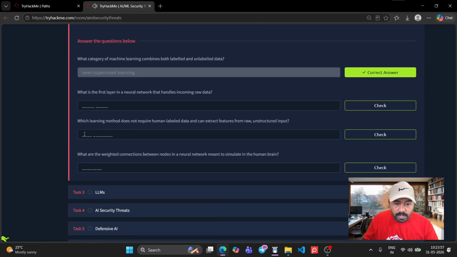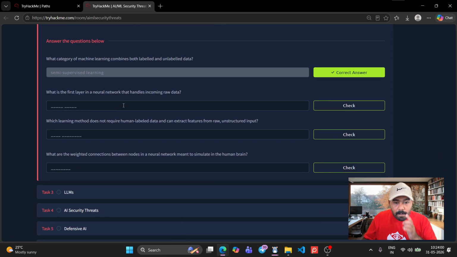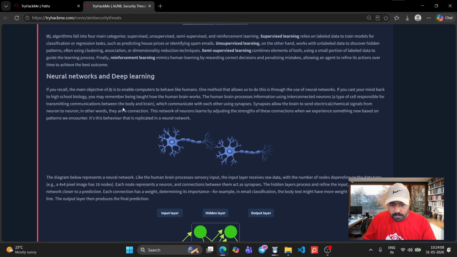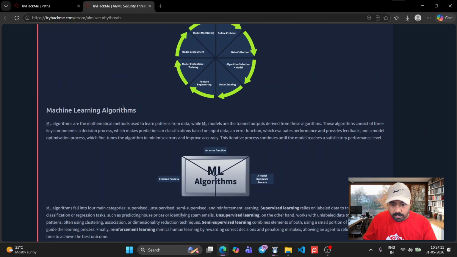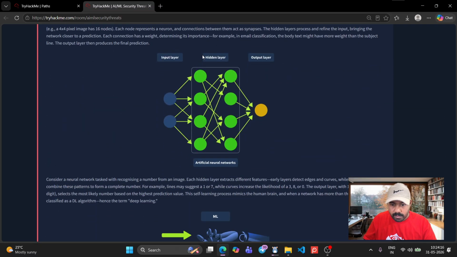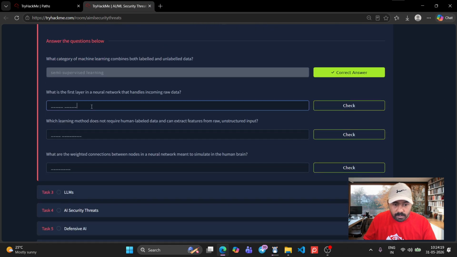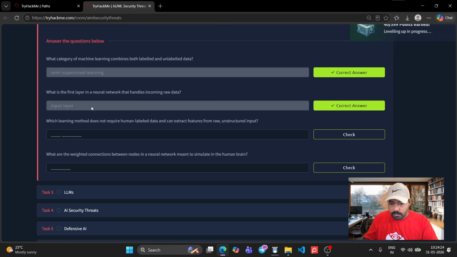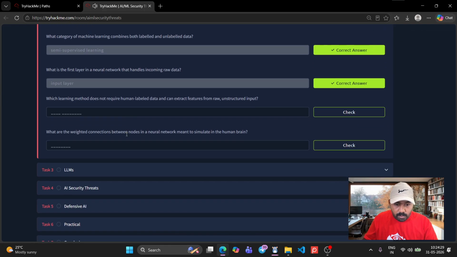What is the first layer in the neural network that handles incoming raw data? Input layer, hidden layer, output layer. The input layer will be the first layer of data. Okay, that one is solved. Which learning method does not require human-labeled data and can extract features? It's deep learning.